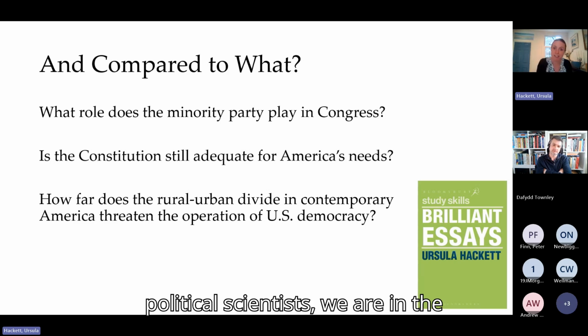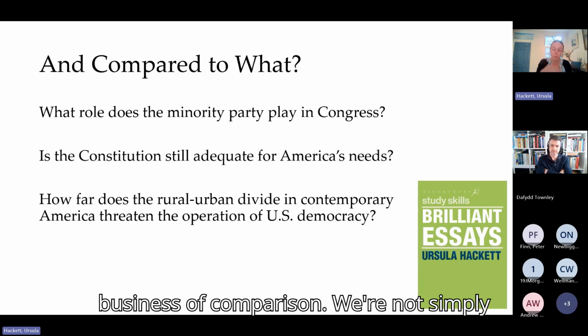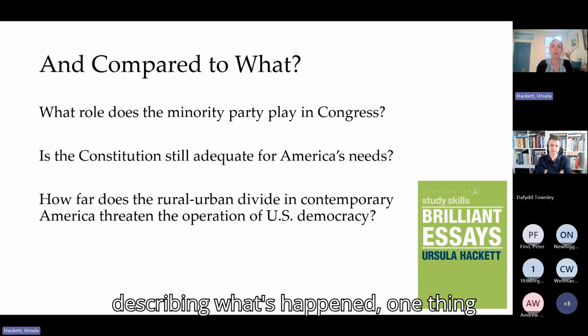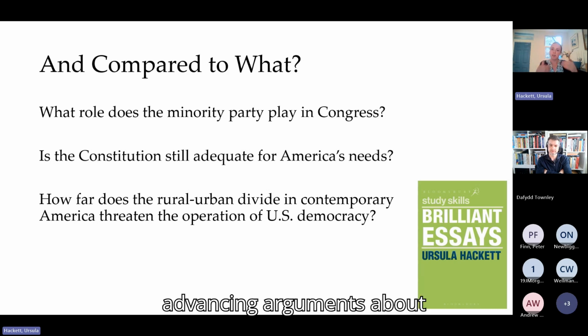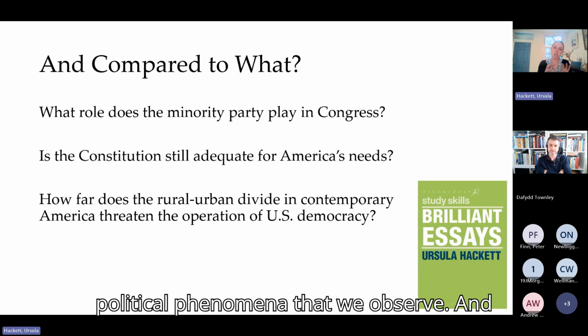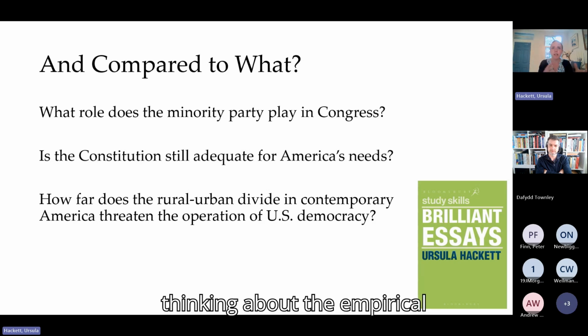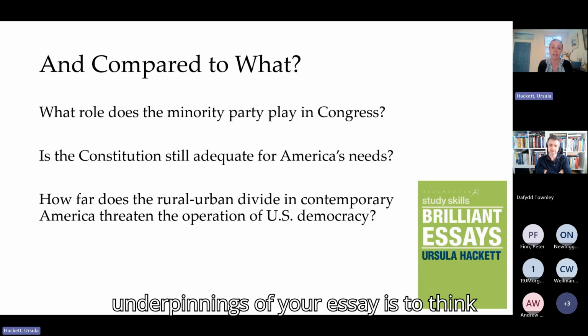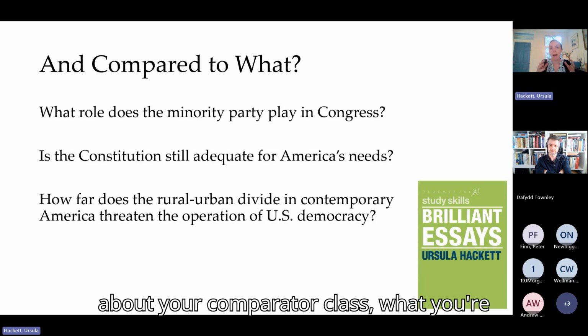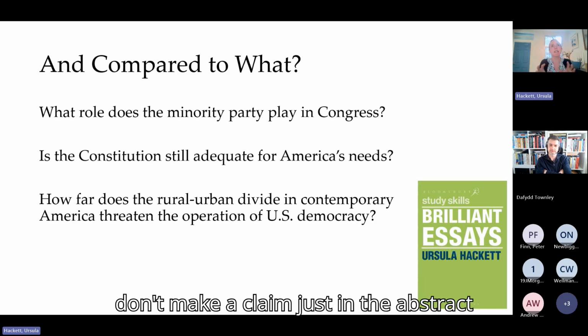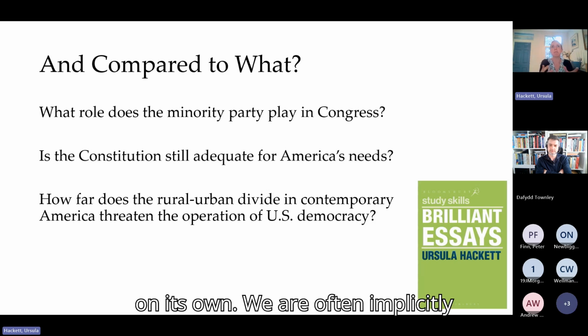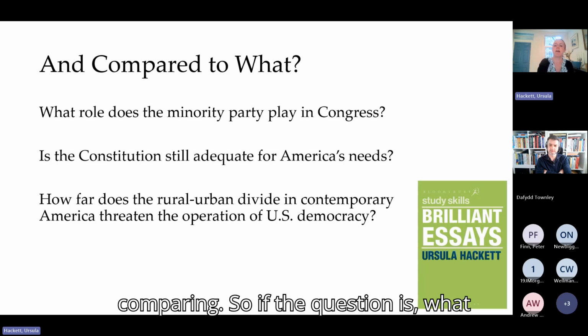Because of course, as political scientists, we are in the business of comparison. We're not simply describing what's happened, one thing after another. We are developing concepts, we're testing theories, we are advancing arguments about political phenomena that we observe. And so an important part, I think, of thinking about the empirical underpinnings of your essay is to think about your comparator class, what you're comparing with. Because we don't make a claim just in the abstract on its own. We are often implicitly or explicitly comparing.